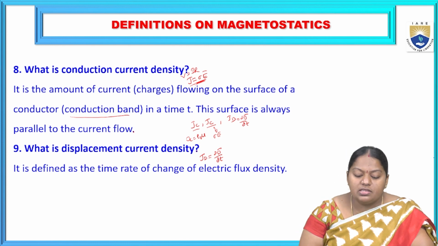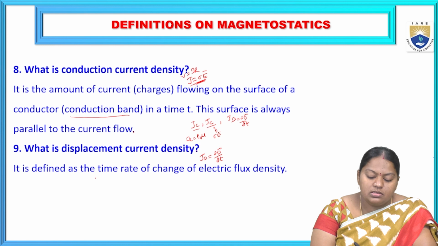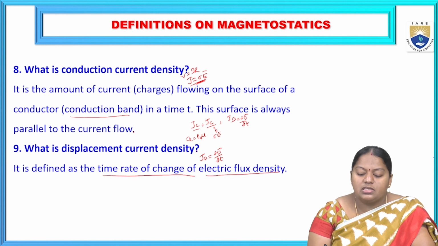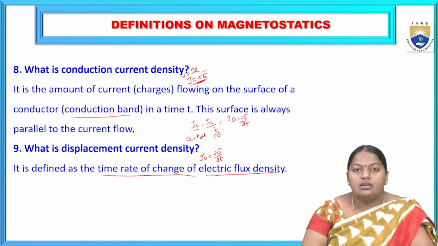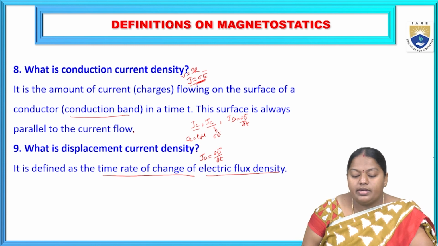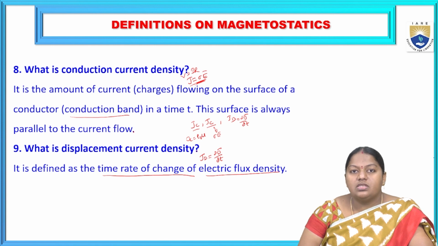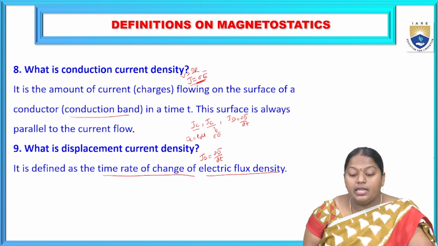So displacement current density is the time rate of change of electric flux density, and it is to be added in the modified form of Ampere's circuital law, and it is one of the Maxwell's equations to be derived in electromagnetics.